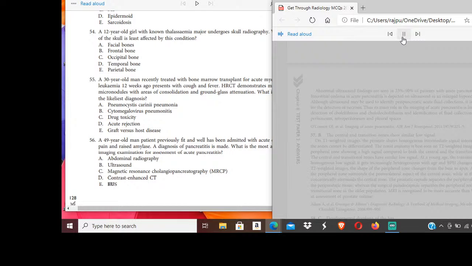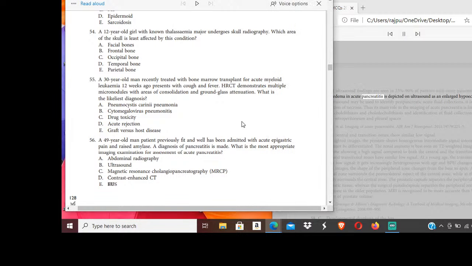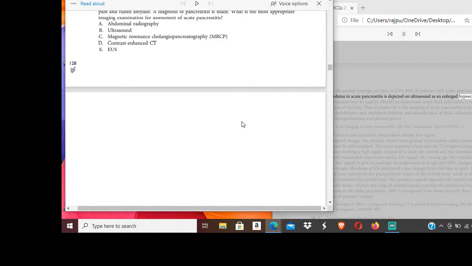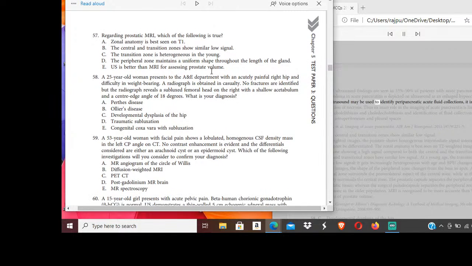157. Abnormal ultrasound findings are seen in 33%-90% of patients with acute pancreatitis. Interstitial edema in acute pancreatitis is depicted on ultrasound as an enlarged hypoechoic gland. Although ultrasound may be used to identify peripancreatic acute fluid collections, it is not useful for the detection of necrosis. Thus its main role in the imaging of acute pancreatitis is limited to the detection of cholelithiasis and choledocholithiasis and identification of fluid collections in the peritoneum, retroperitoneum, and pleural spaces.